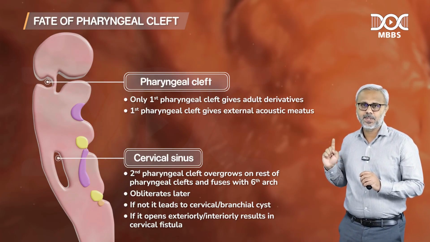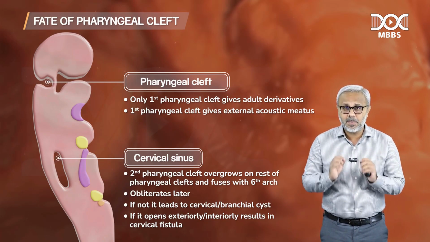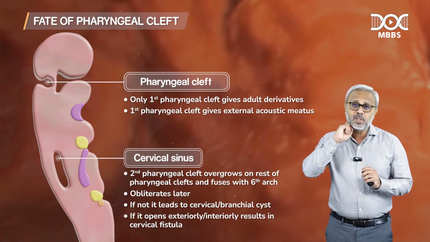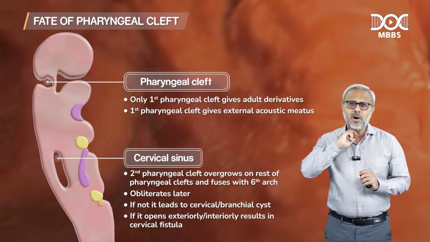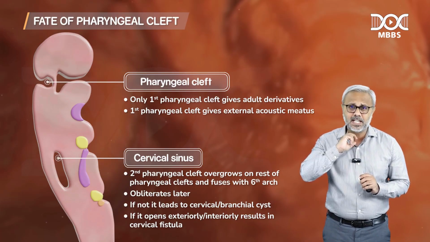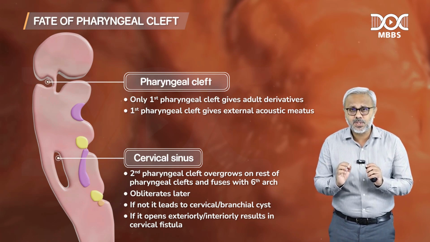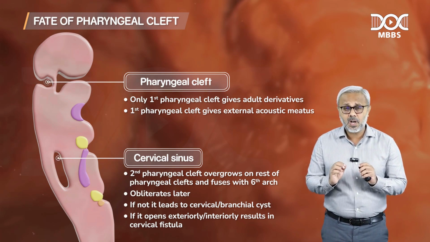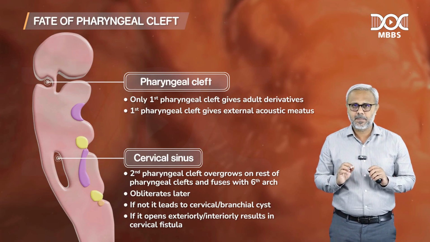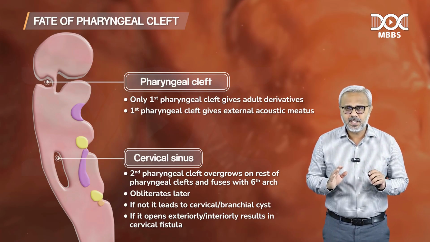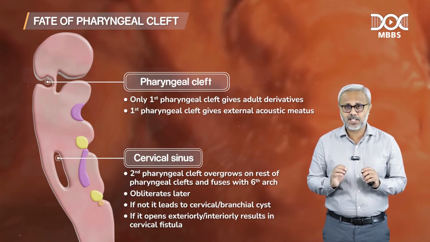So the first pharyngeal cleft gives rise to only one important structure in adults, and that is the external acoustic meatus, right? The rest of the clefts get obliterated because of the overgrowth of the second arch element which fuses with the sixth arch, obliterating all the cervical clefts. If these clefts are not obliterated, it gives rise to branchial cyst, or if there is a connection established, it gives rise to branchial fistula. Are we clear? Let's see what happens when the cervical sinus does not disappear.